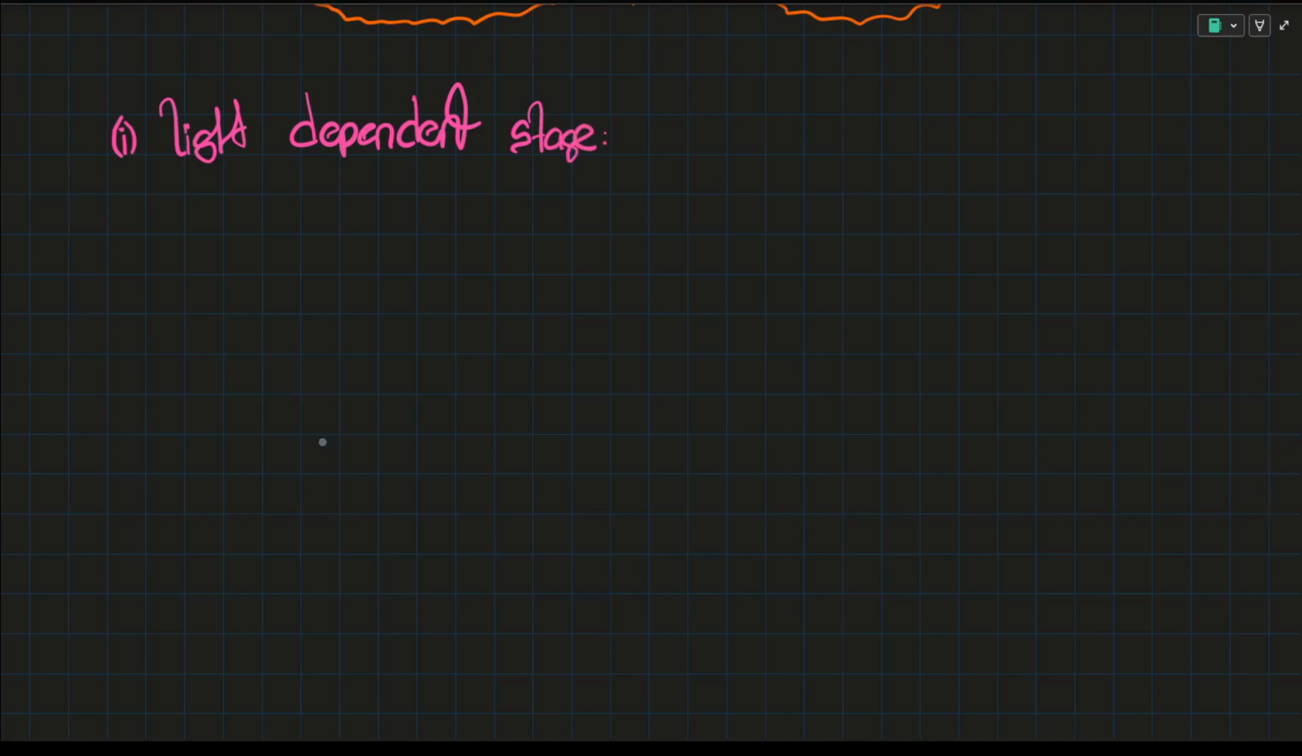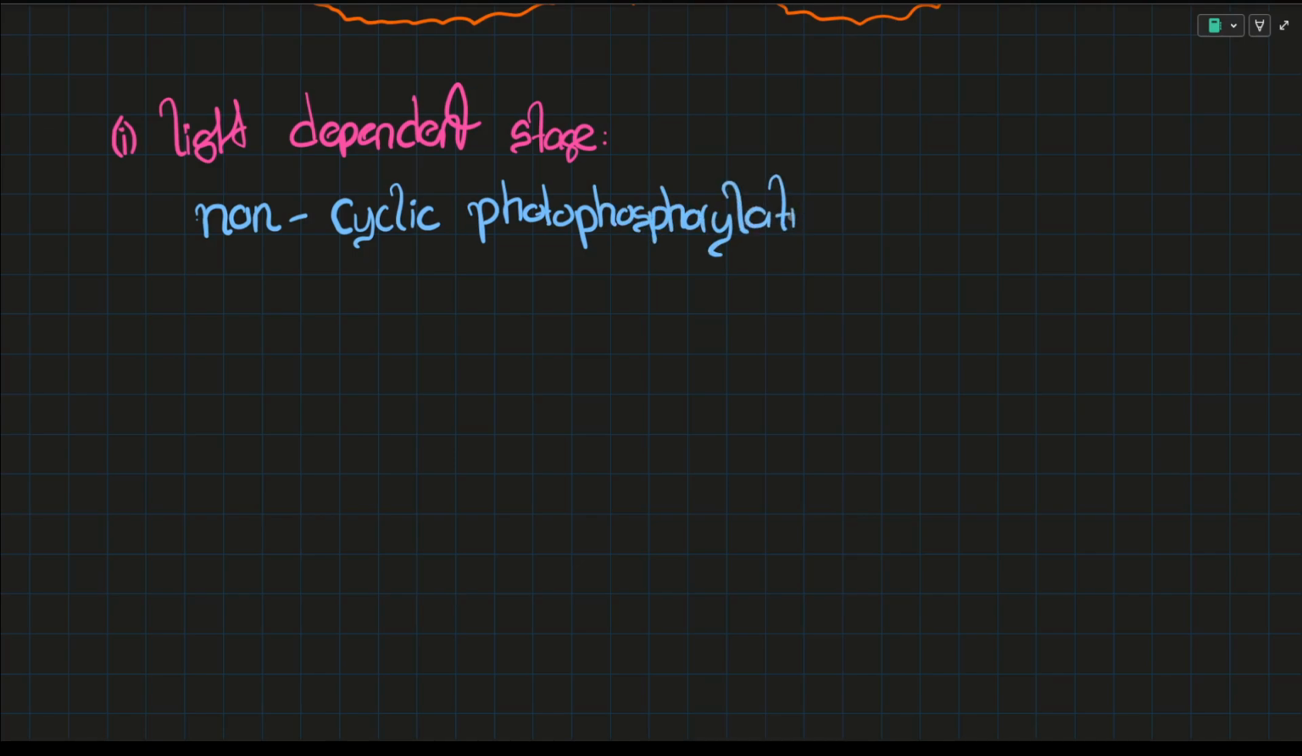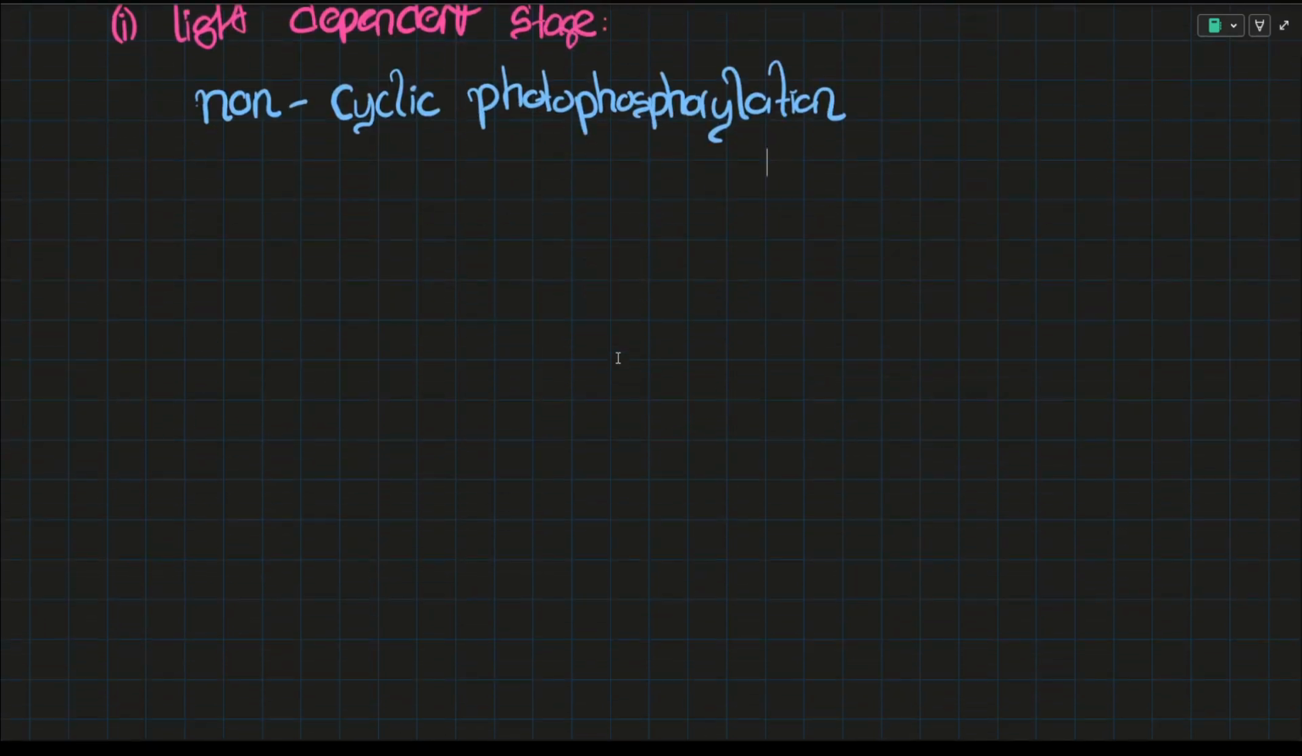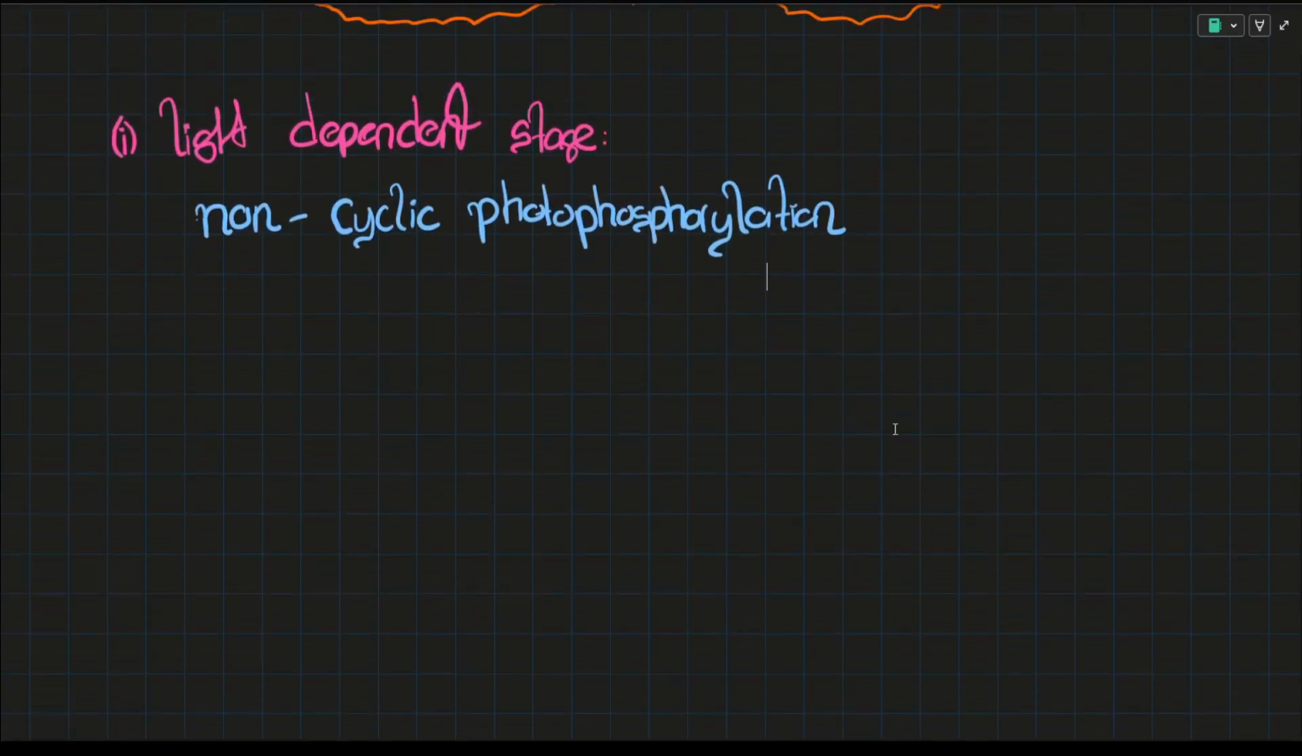And under this, we will talk about non-cyclic photophosphorylation first. The idea behind non-cyclic photophosphorylation is that there's no cycling of something. I won't tell you what that something is, but that's the idea. So in cyclic photophosphorylation, something is cycled within the system. You will clearly see what that something is.